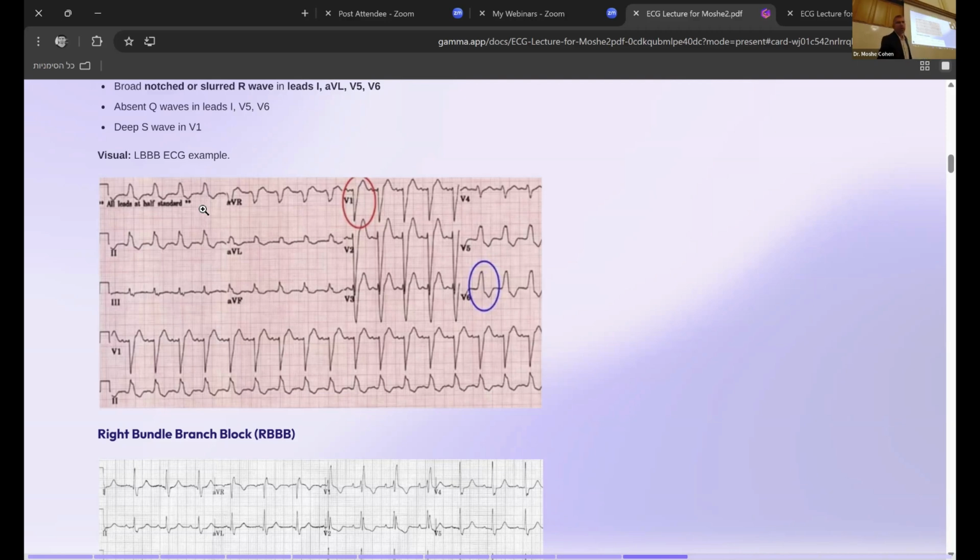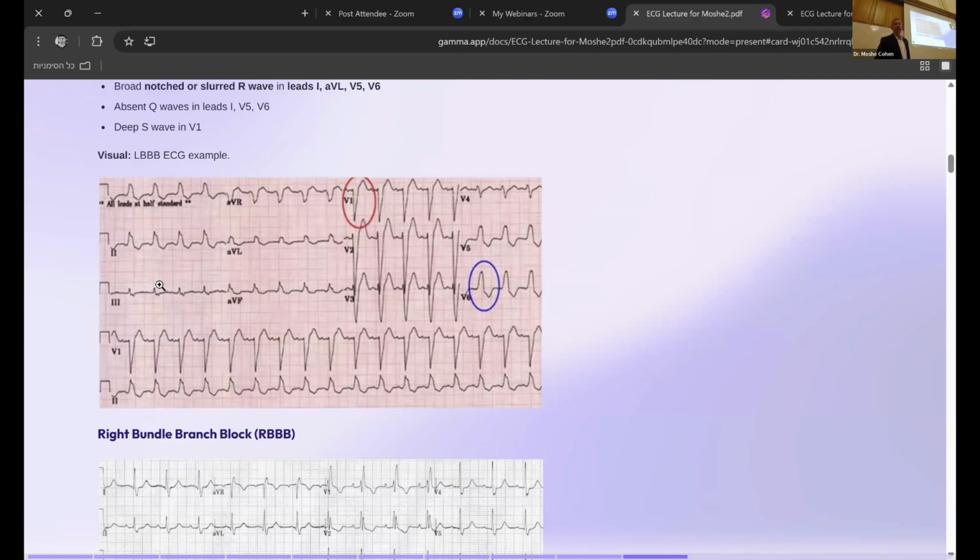And I told you that every square here is 0.2 seconds. So 5 squares will be 1 second, right? And the normal heart rate should be 5 squares between R to R, because we expect 1 second, 1 heartbeat, 1 second, another heartbeat, 1 second, another heartbeat. That will be 60 beats per minute, right?